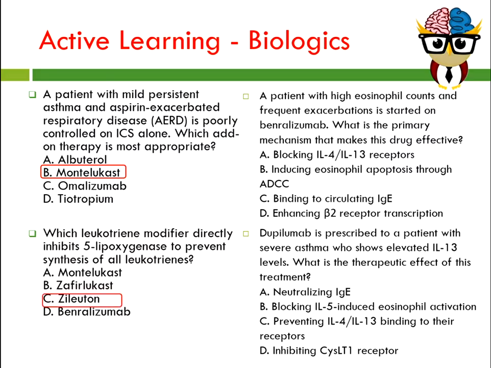Moving forward. A patient with high eosinophil count and frequent exacerbation is started on benralizumab. What is the primary mechanism? Benralizumab. It cannot be IL-4 and 13 because that is dupilumab. So what is left? It cannot be IgE because that's omalizumab. So then what is left? It cannot be beta 2. Does it do anything to beta 2? What's that? B. Inducing eosinophil apoptosis.